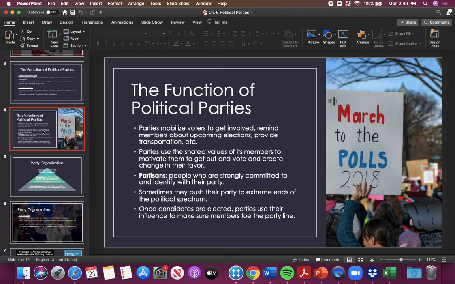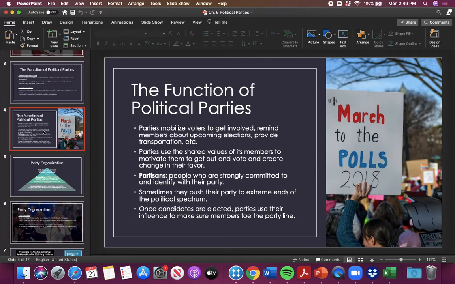So these people are very entrenched in their particular beliefs. And sometimes they can push their party to the extreme ends of that political spectrum. Someone like Trump is definitely far more to the right than someone like Joe Biden for the Democrats, who is actually a little more towards center. So Trump has definitely had this effect of pushing Republicans out to the margins of what being a conservative means.